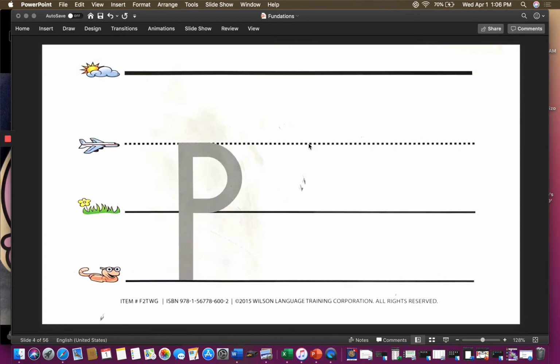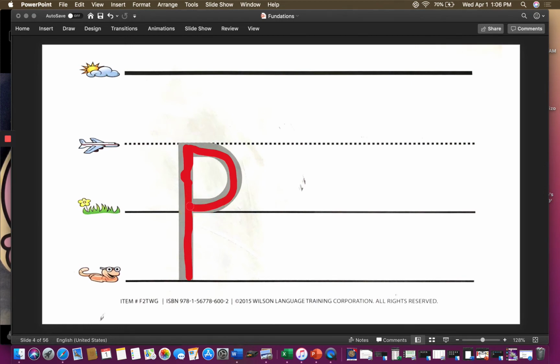Now let's look at lowercase p. Lowercase p is a plain line round letter. It starts on the plane line. So we're going to point to the plane line. We're going to go down to the worm line. Okay, now don't pick up your marker. You're going to trace back up to the plane line and curve all the way around to the grass line.